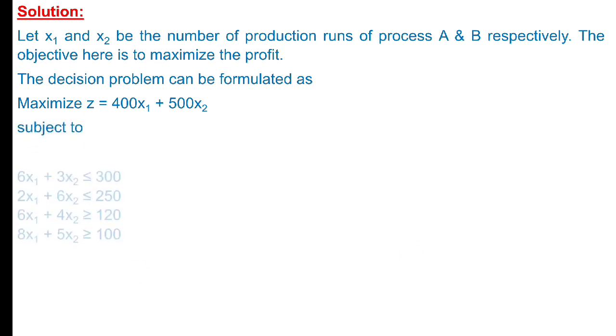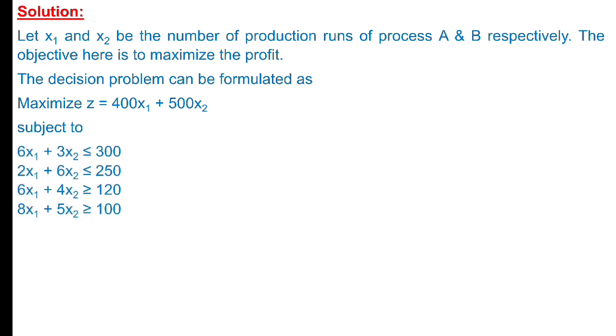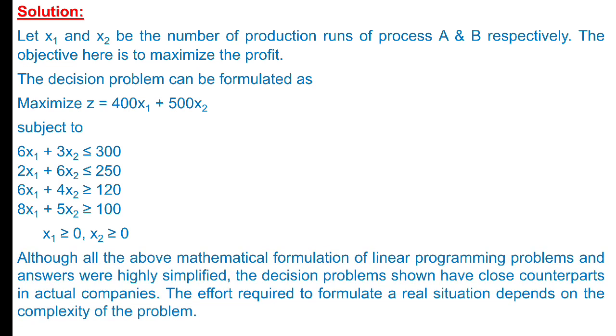Then subject to, for each of the products A and B, we use 6x1 plus 3x2 less than or equal to 300, 2x1 plus 6x2 less than or equal to 250. Their output should be greater than or equal to the requirement: 6x1 plus 4x2 greater than or equal to 120, and 8x1 plus 5x2 greater than or equal to 100. So in this way we need to make it. The conditions should be applied and then followed.